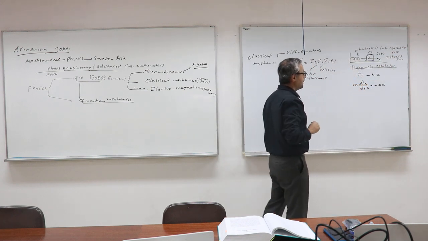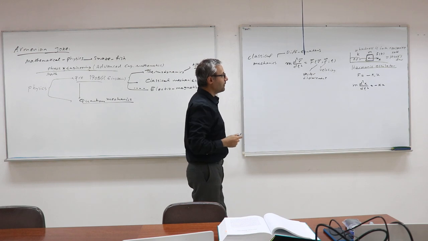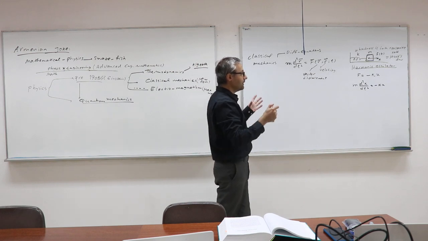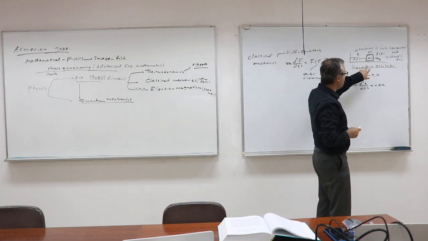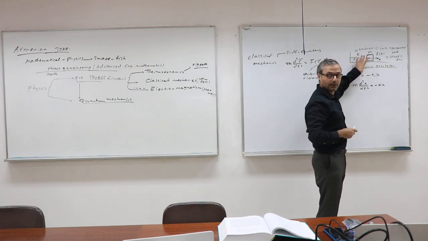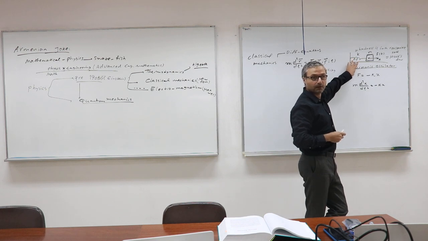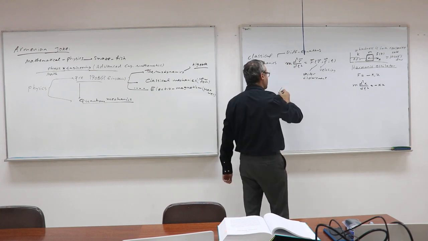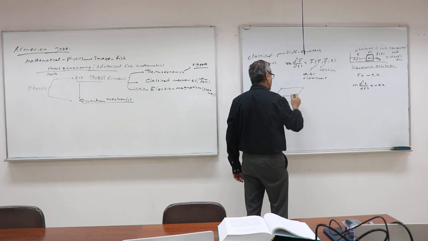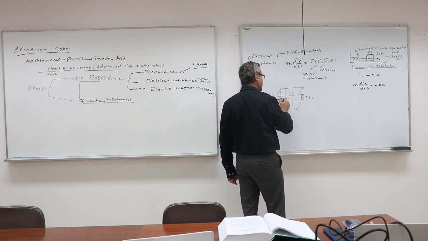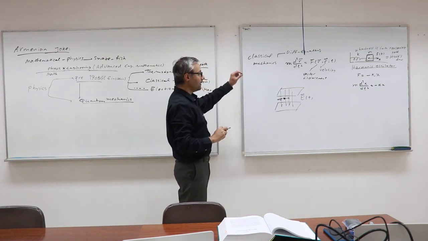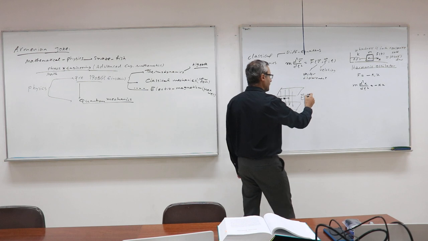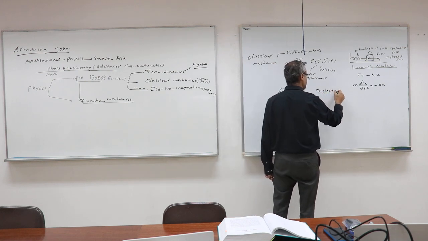For example, I just quickly talk about this example, and each example needs a lot of detail. This model can be used to model the motion of an electric charge between the plates of a capacitor. Inside the capacitor you have an electric field, and if you release a point charge, like an electron or positron, you can use this model to describe dielectric oscillations.